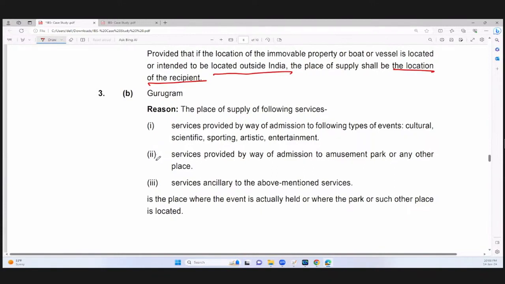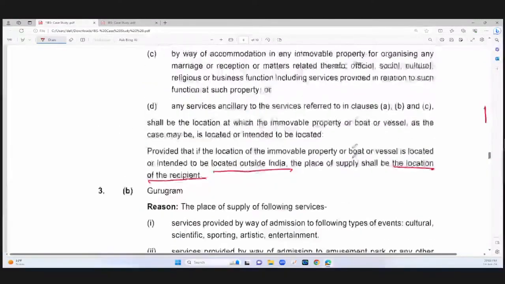यस, कमिंग टू क्वेश्चन नंबर, reason. हाँ, रीजन मैं आपको समझा दिया स्टूडेंट्स। प्लेस ऑफ सप्लाई ऑफ फॉलोइंग सर्विसेज, आंसर में अगर आप देखेंगे तो इसमें सेकंड पॉइंट, सर्विसेज प्रोवाइडेड बाय वे ऑफ एडमिशन टू अम्यूजमेंट पार्क और एनी अदर प्लेस इज द प्लेस where the event is actually held or where the park or such other place is located. Admission to amusement park. So this is about question number 3.